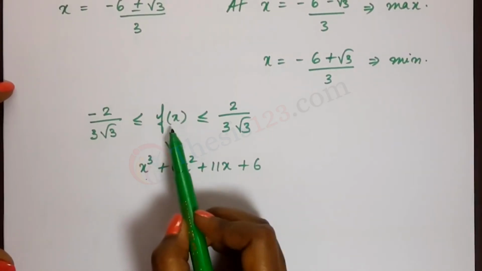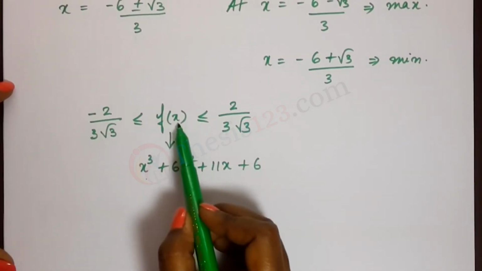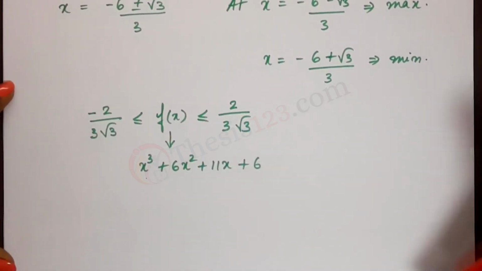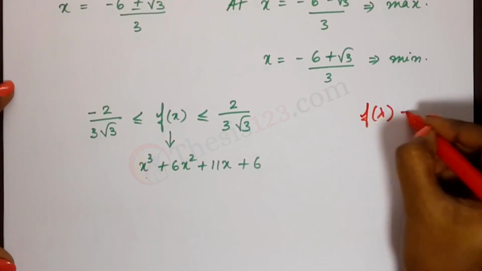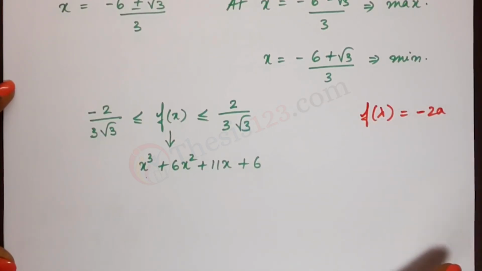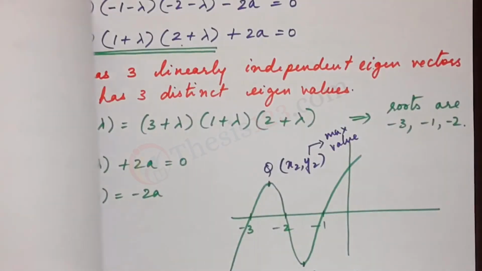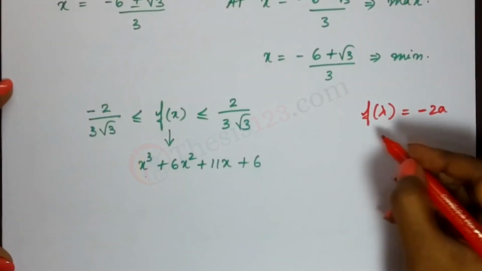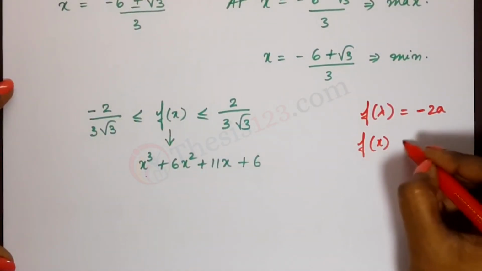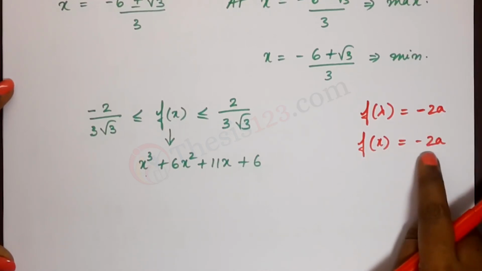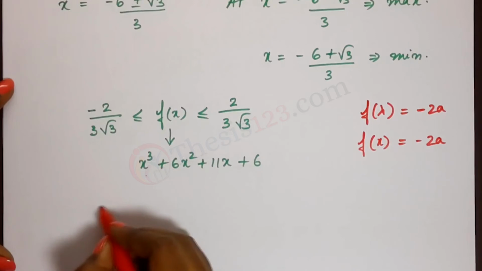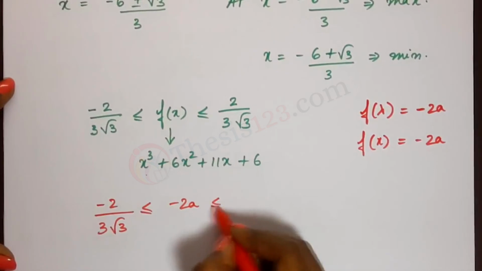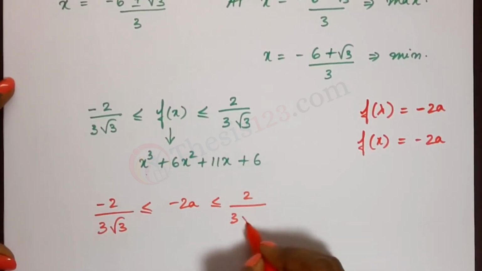Now, we saw that f(x), or f(λ) in fact, I'll write that down here, f(λ) is equal to -2a. We saw that in the previous step. There, f(λ) is equal to -2a. Now since I have written it in terms of x, it's f(x) is equal to -2a. So let's substitute this here. So we have -2/(3√3) and -2a, 2 divided by 3√3.